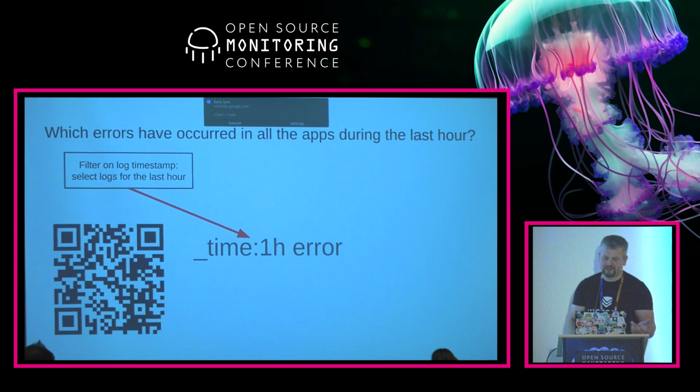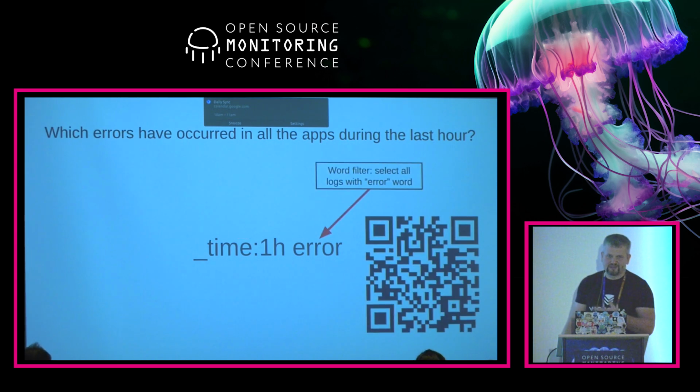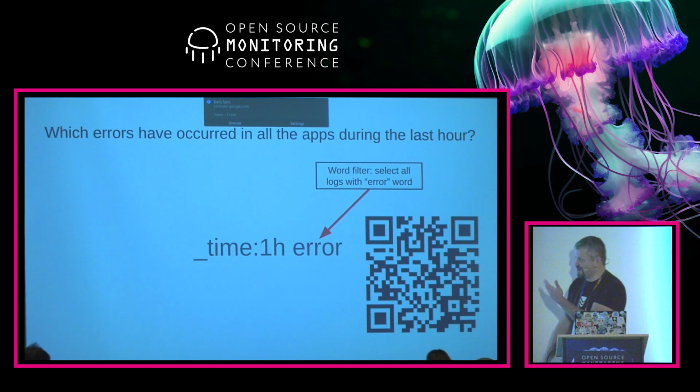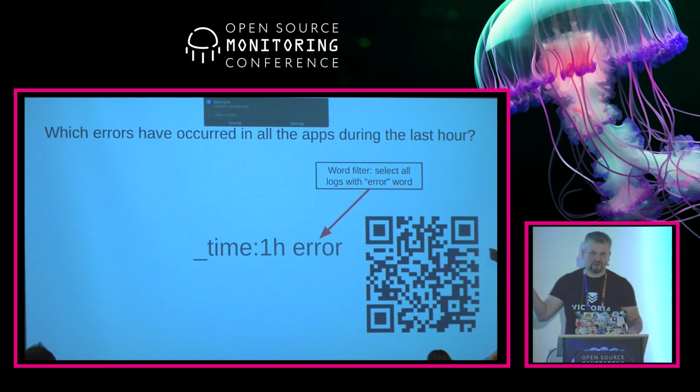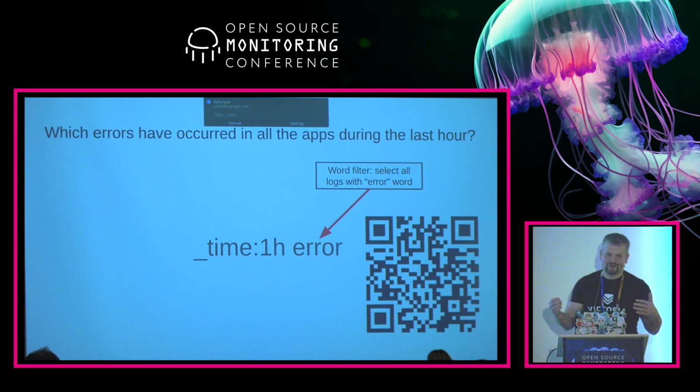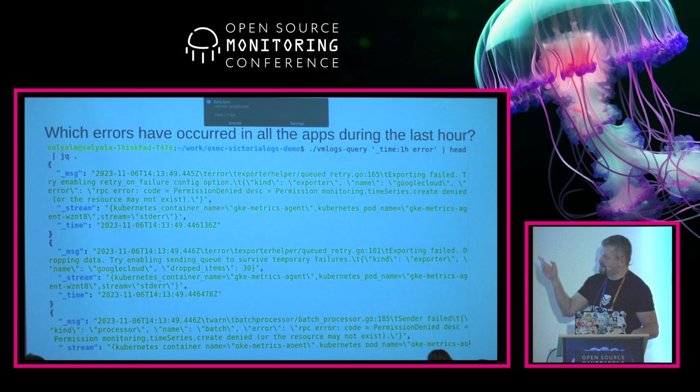This query contains two parts. The first part is a filter on time. This part says let's look at the logs for the last hour. And the second part is a full-text search filter. It just says, please return me logs which contain the word error. When you combine both these filters, just type them separated by space, you get all the logs which contain the word error for the last hour from all the applications.